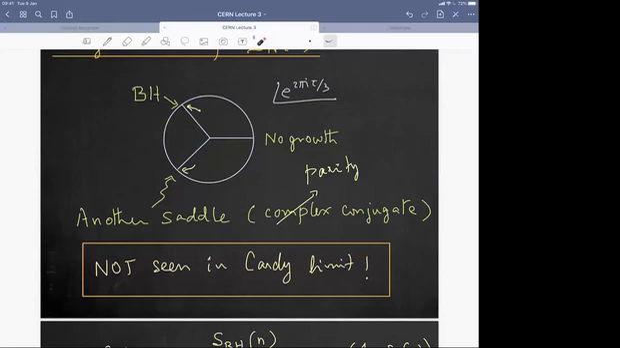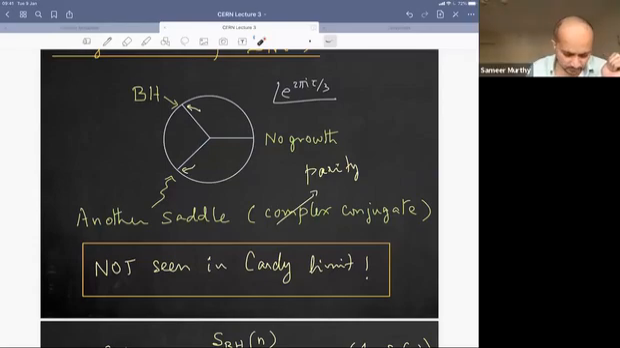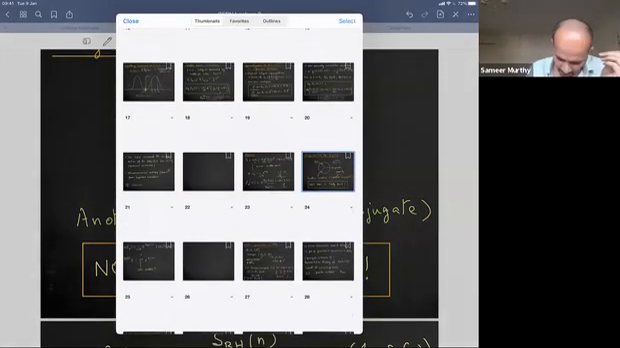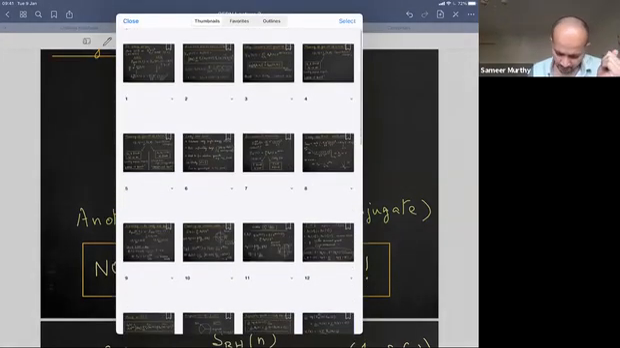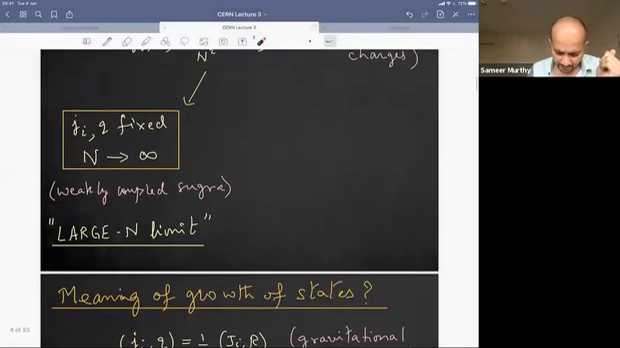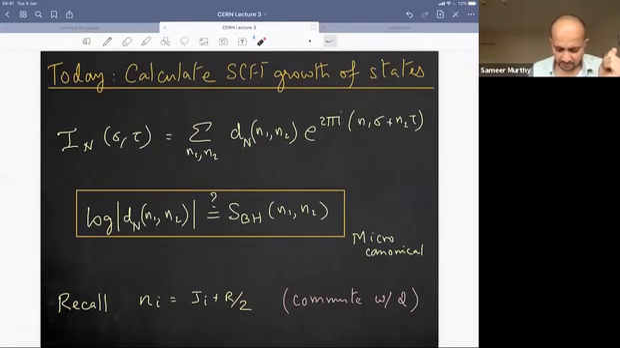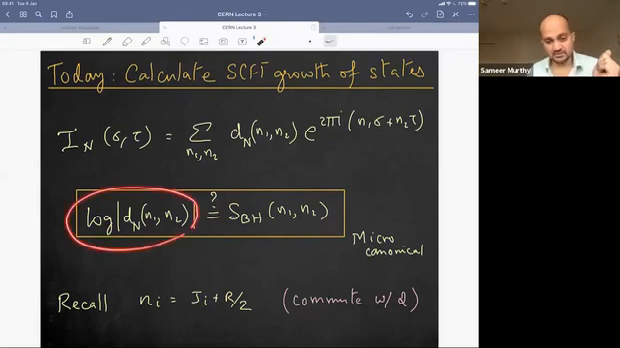Professor Murthy? Yes, please. Why do we need to study this saddle point, or under what condition? Okay, let's go back to the beginning. Remember, the basic question we want to ask is whether the black hole degeneracy, the black hole entropy, is contained in this degeneracy.